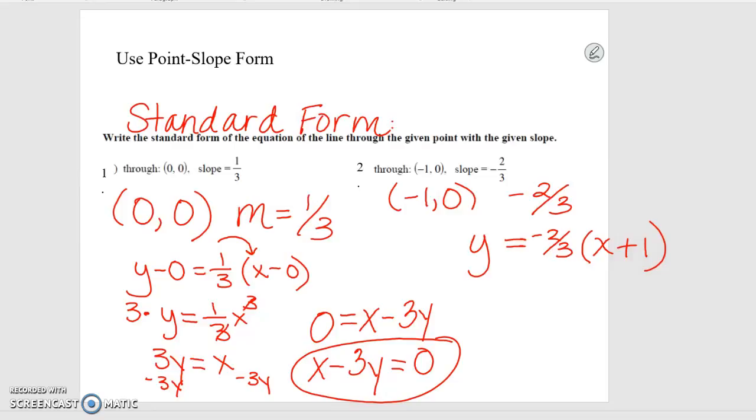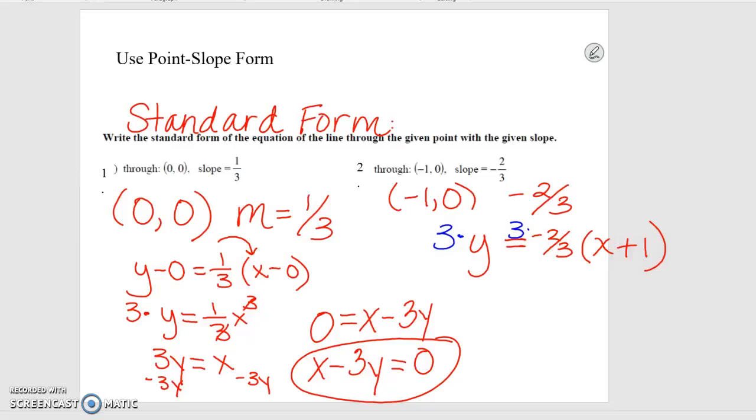All right, what would you like me to do first? You want to get rid of the 3 first? You want to distribute first? Get rid of the 3. Okay, and it doesn't matter. You can do it really however you want. If you want to distribute and get rid of the 3, or get rid of the 3 from the beginning, it doesn't really matter. I think I might just get rid of it from the beginning so I don't have to mess with it.